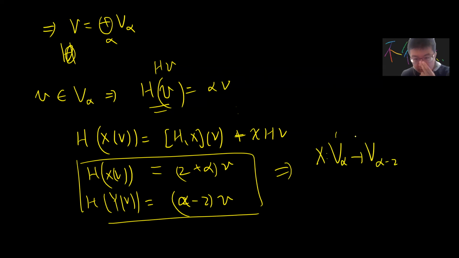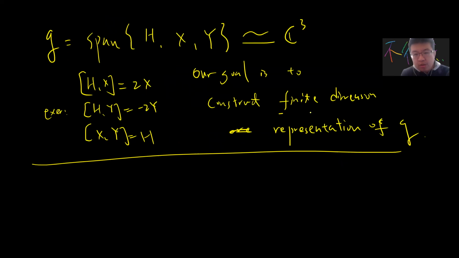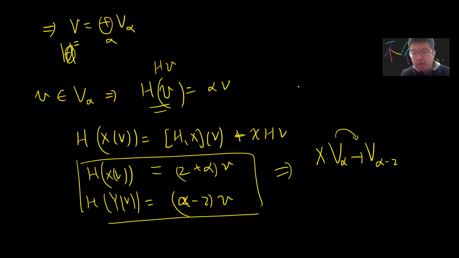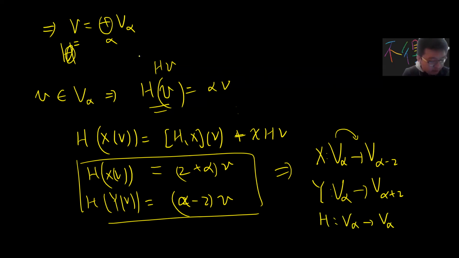Okay, so now this gives you a hint of the lattice, right? Because you go minus 2, minus 2, minus 2. If you can keep going minus 2, then you will go to negative infinity, then the vector space dimension will blow up. So this gives you the constraint about finite dimension. Okay, so Y maps V alpha to V alpha minus 2, and the H will fix V alpha. Okay, so the standard diagram looks like this.